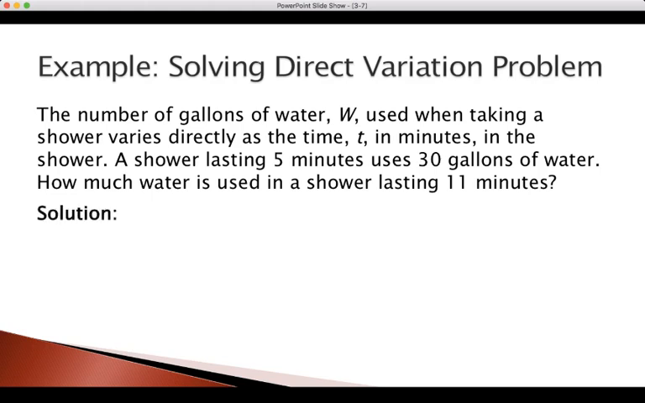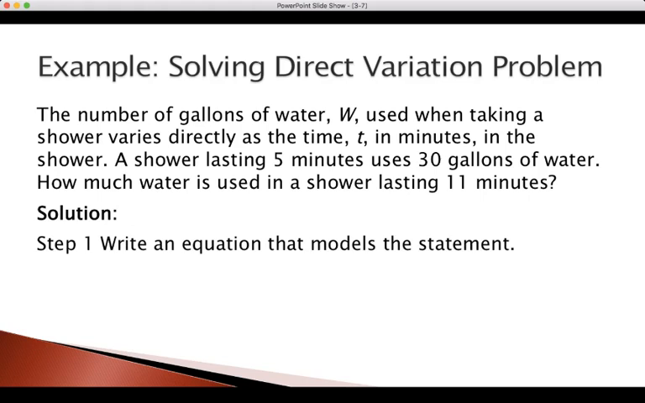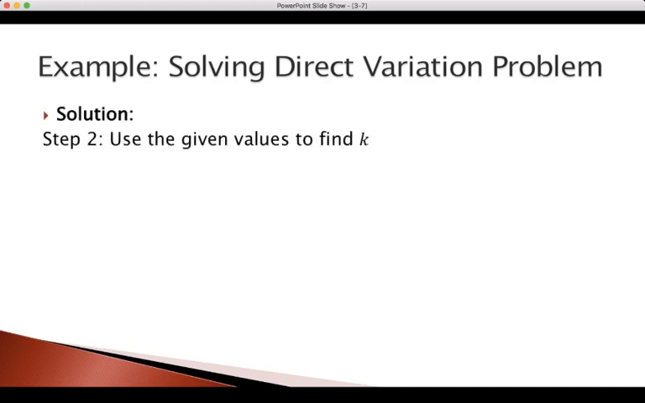So, step 1. We need to write an equation that models the statement. And by looking at it, we can see that it's W is equal to kT, where W is the gallons of water and T is the time in minutes. And then we have our variation constant k. Now, step 2, we need to go find k. We were given that 30 gallons of water is used in 5 minutes. So by plugging in those values, we get 30 is equal to k times 5. We divide both sides by 5, and we conclude that our constant k is equal to 6.